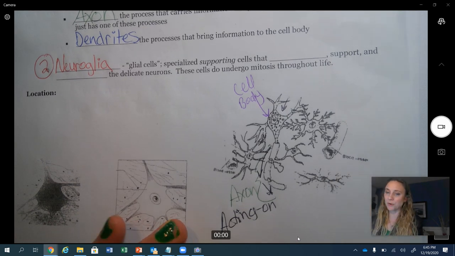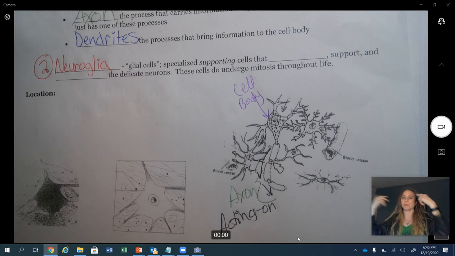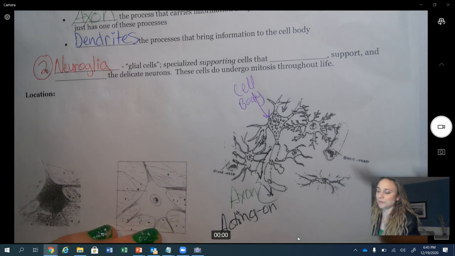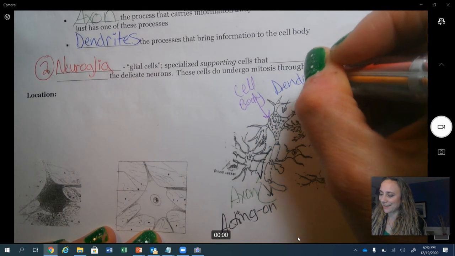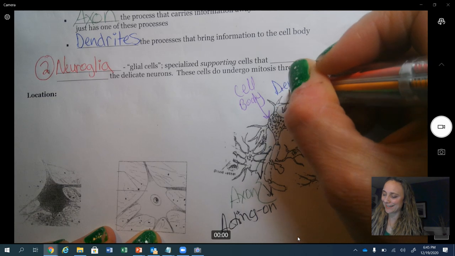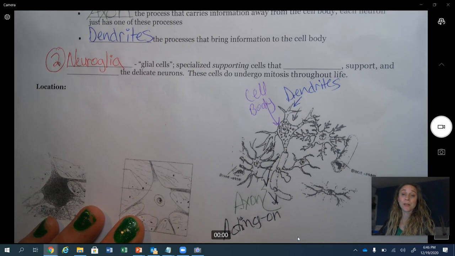I always think of dendrites as the antennas for the cell body, which would be like your head. And I think of them like the dandruff coming from your head to receive signals. Okay, we'll study that a little more in depth later.